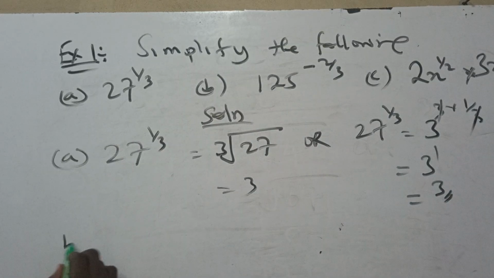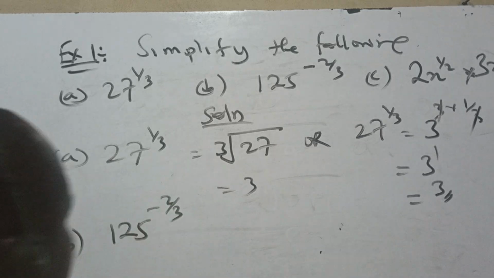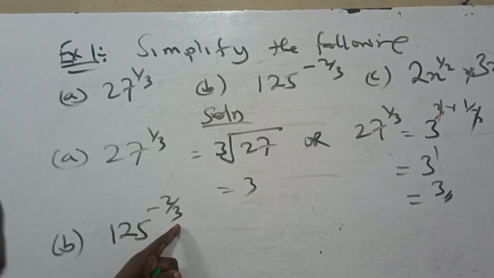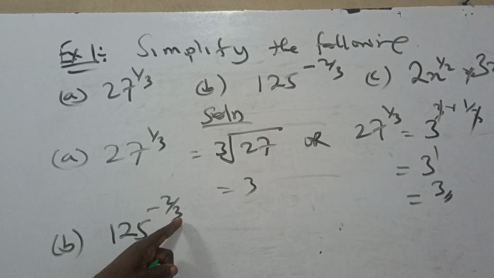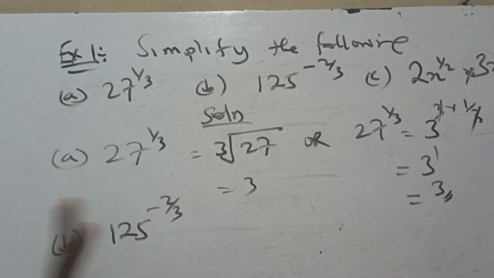So the second example is where you have 125 raised to minus 2 all over 3. Of course, whenever you have problems under indices, look at the denominator. In this second example now, the denominator is 3. Then this 125, can I express 125 as an index of a particular digit? Yes.